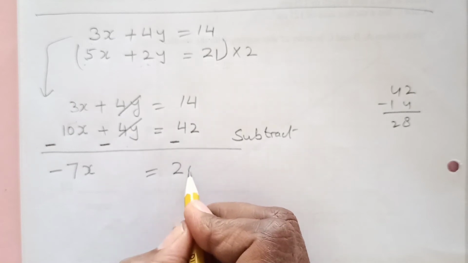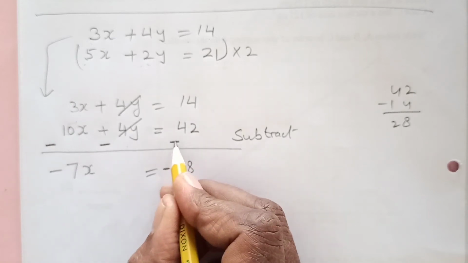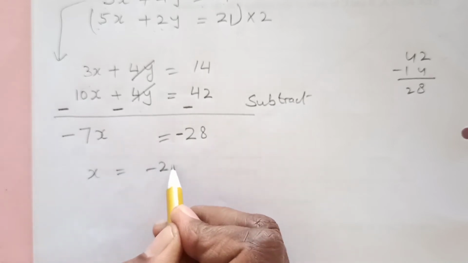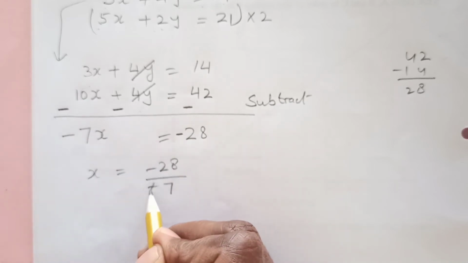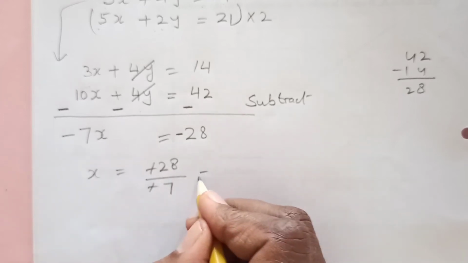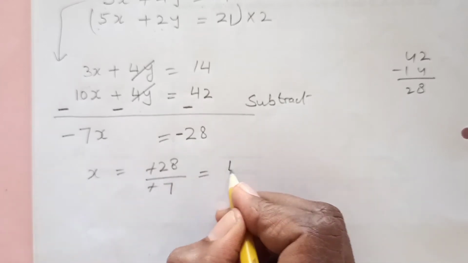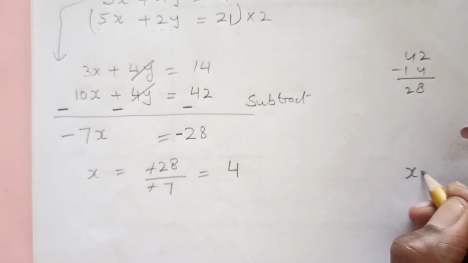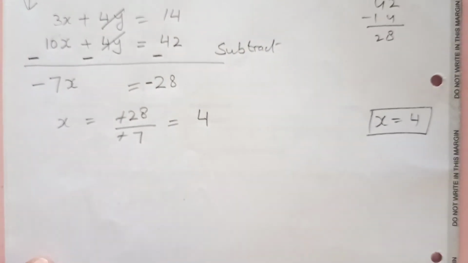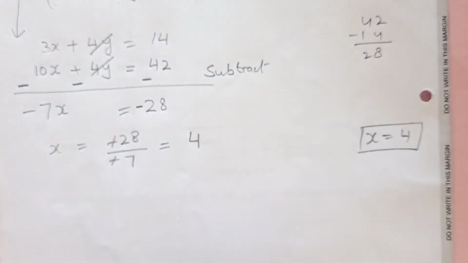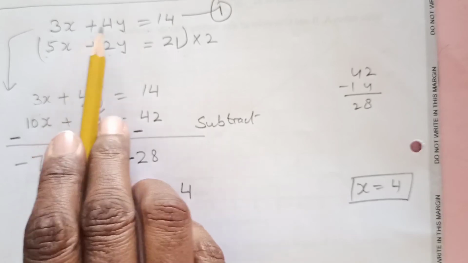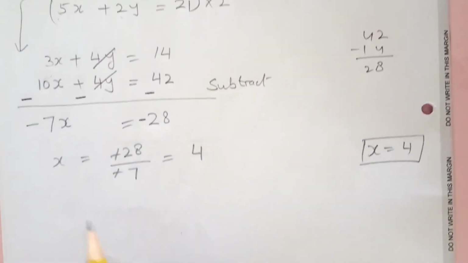28, but negative because 42 is greater and it has the negative sign. So x is going to be negative 28 over negative 7, negative and negative sign gone. 28 divided by 7 is 4. So the value of x is 4, right? Now you can take any equation as I told you. Once you have one variable, we can substitute to get the value of the second one.